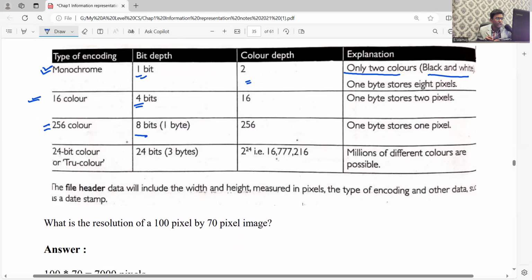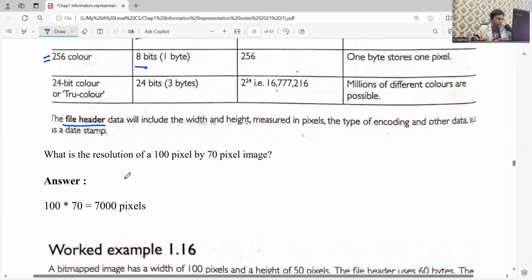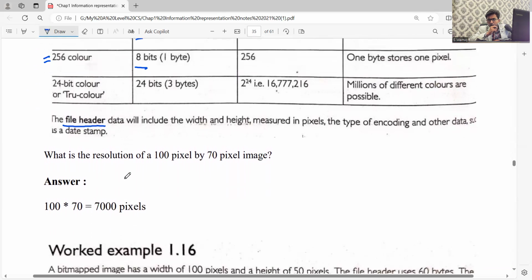As far as the file header is concerned, we have discussed that the file header is responsible for holding the important details of the file, such as width and height, measured in pixels. For example, in your exam, you could also be asked, what is the resolution of a 100 pixel by 70 pixel image? You can easily solve it by multiplying like this, and you will have your correct number of pixels.